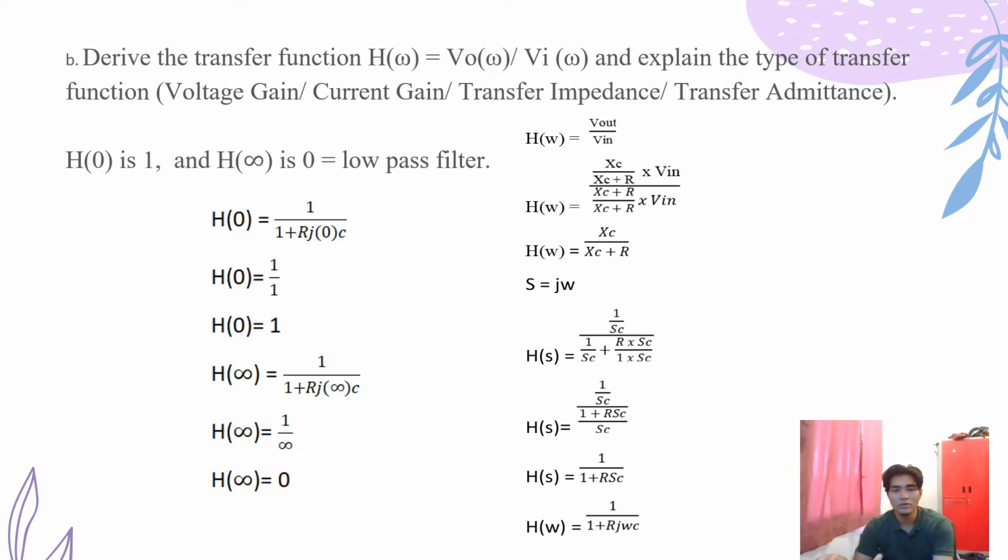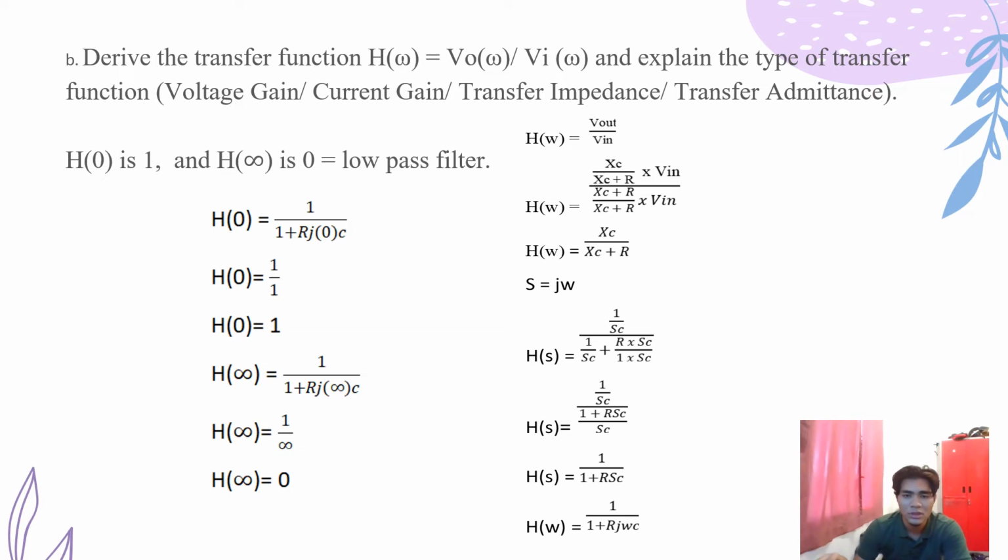H0 is equal to 1 over 1 plus RJ omega. We convert omega to 0 value, so J multiplied by 0 multiplied by C. If we calculate this equation, we will get 1 over 1, and we will get 1.